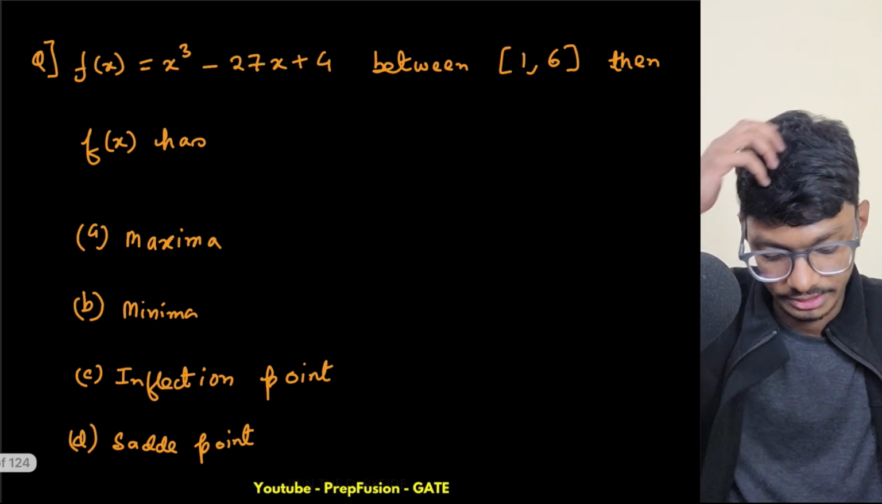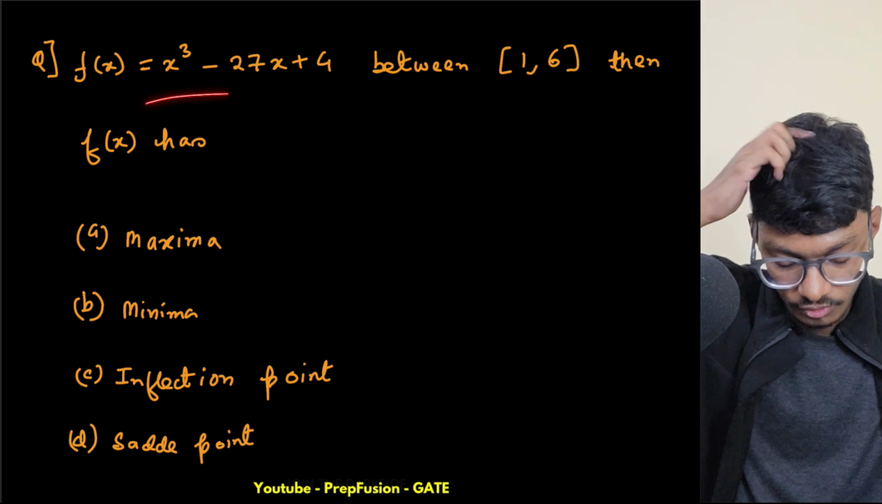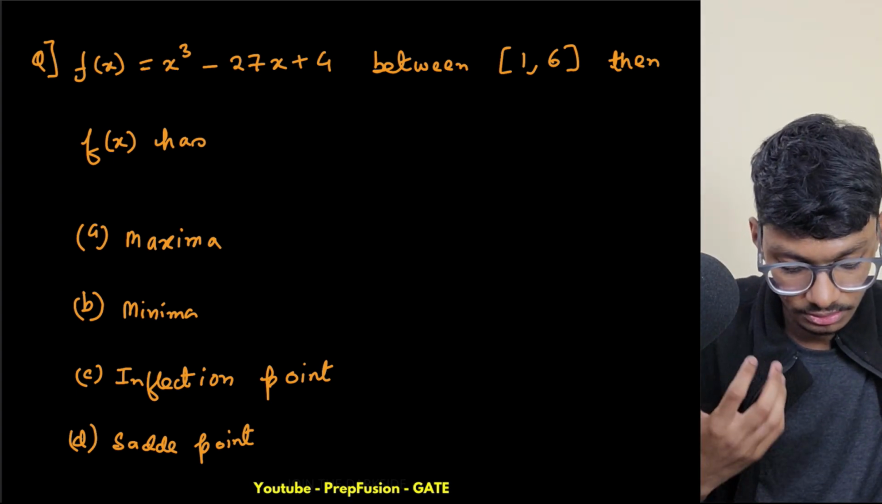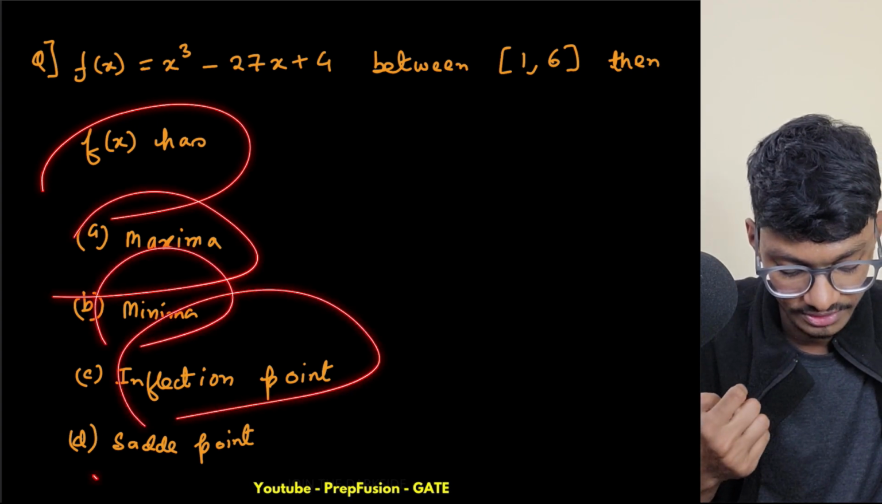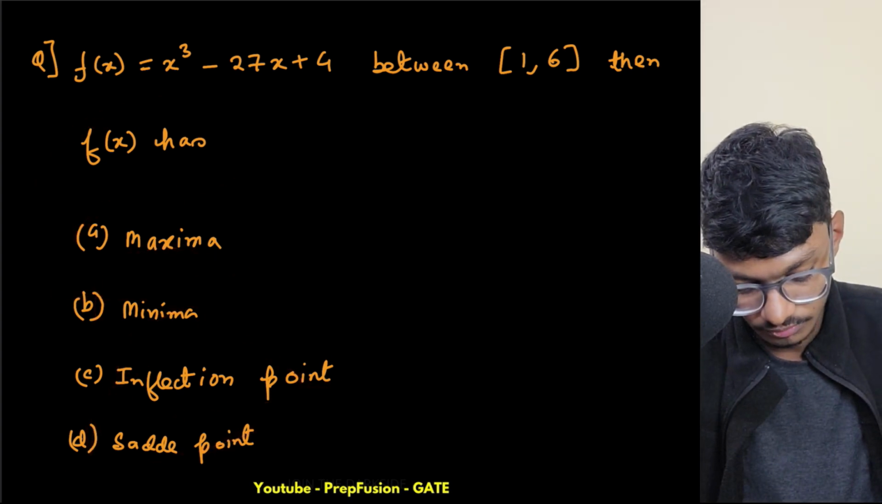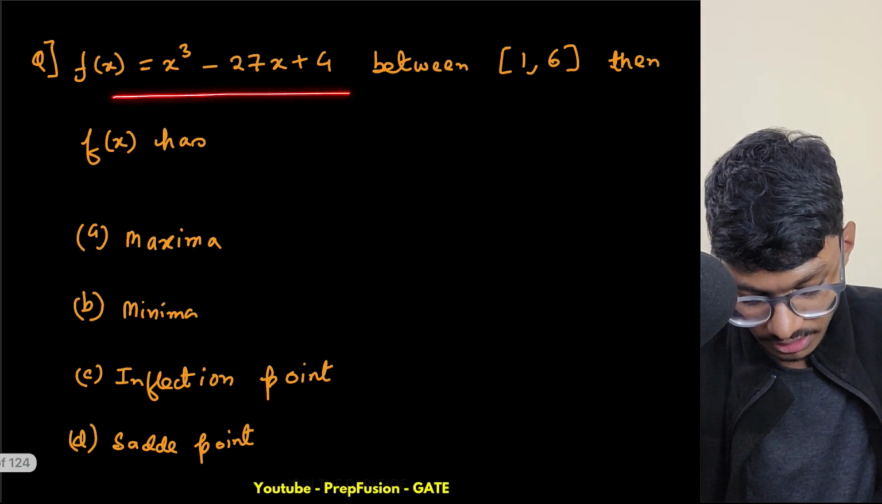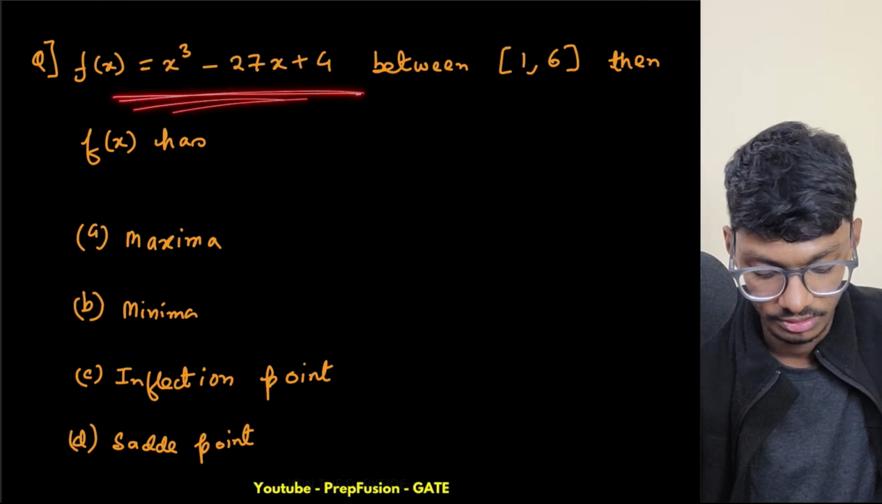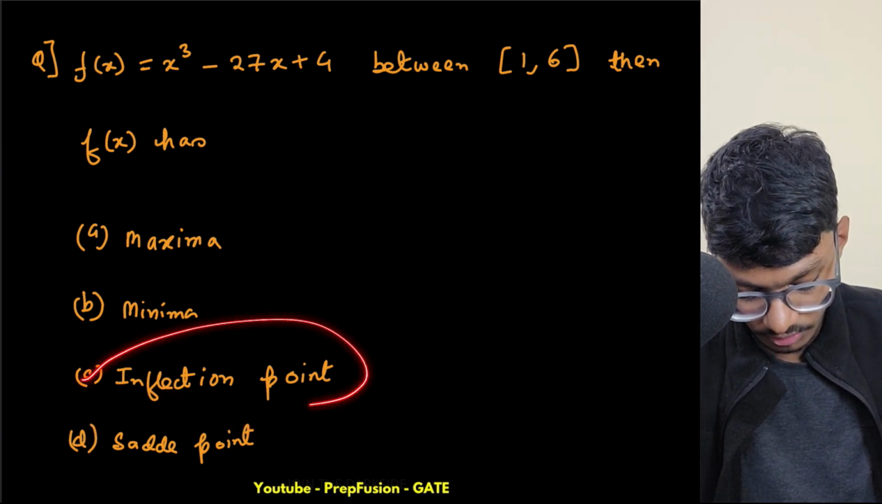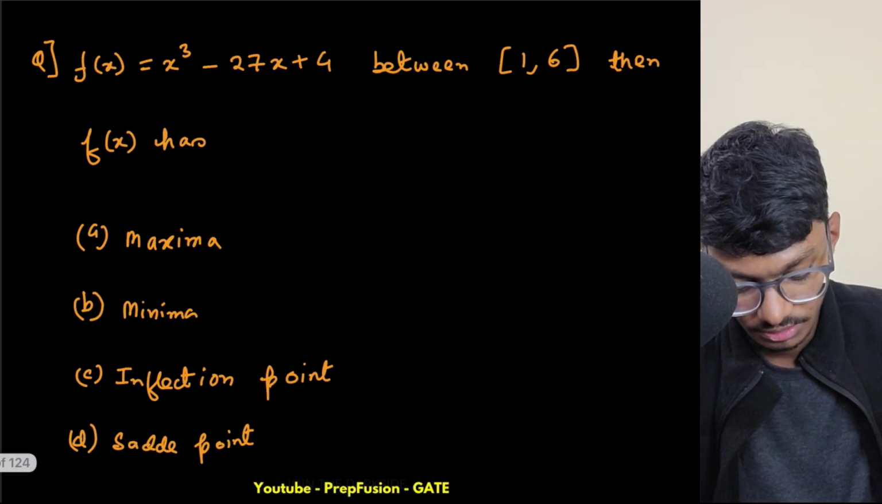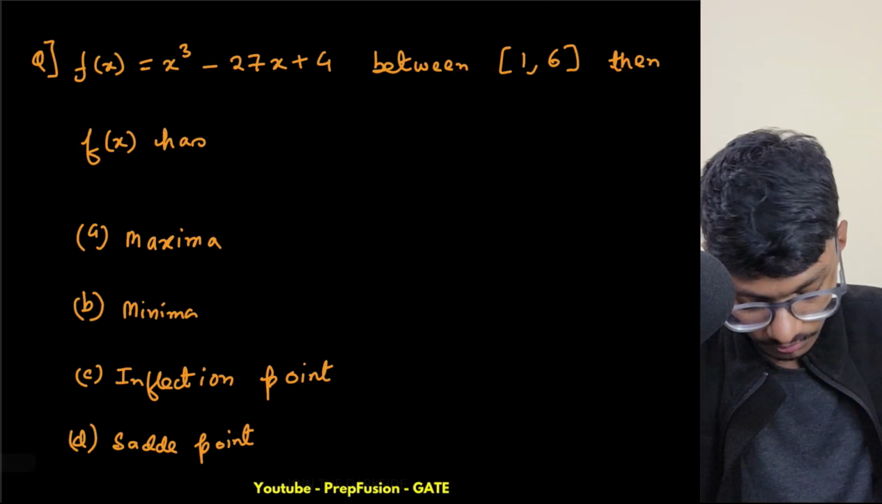Okay, let's move on to the next question. Here they have given you a function and you have to find whether f of x has maxima, minima, inflection point or saddle point. This is a single variable function, so obviously no question of a saddle point here. So only inflection, minima or maxima can occur, and the range they have given is from 1 to 6.